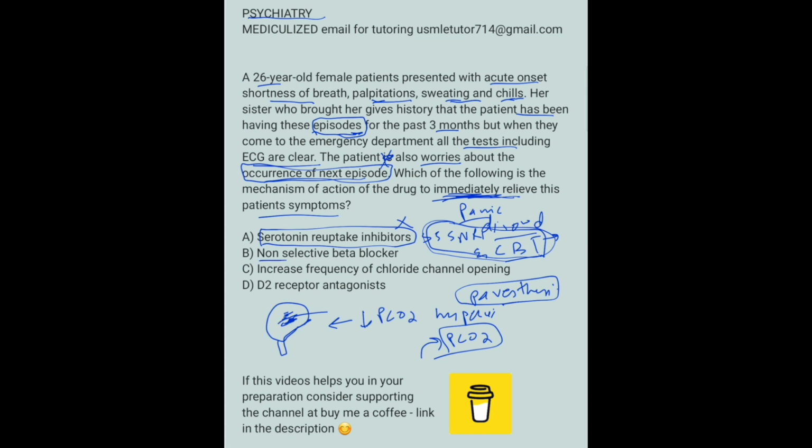Non-selective beta blocker. This would be propranolol. Remember, this is for performance type of anxiety. So if the patient is giving a presentation and is nervous before the presentation, the patient can take propranolol, a non-selective beta blocker. Here, it won't help with the panic attack.